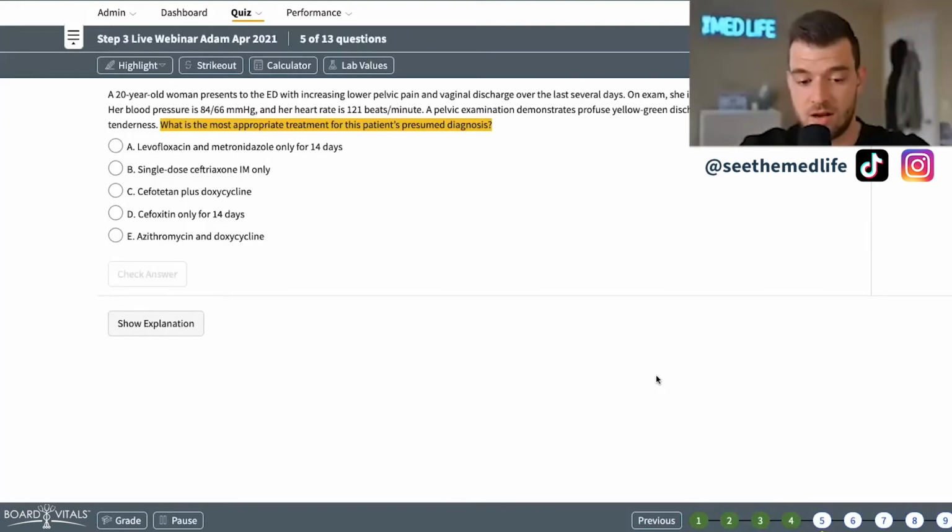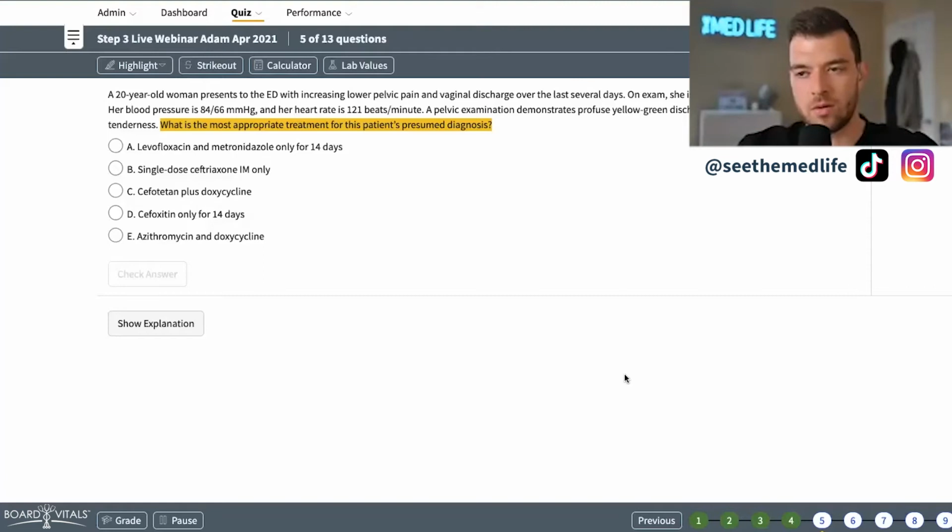Her blood pressure is really soft, 84 on 66, and her heart rate is 121. So before we go any further, this is the ER doctor in training in me: sick or not sick, right? This patient's very sick. Hypotension, tachycardia, and a fever, septic shock, really. Pelvic exam demonstrates profuse yellow-green discharge and severe cervical motion tenderness.